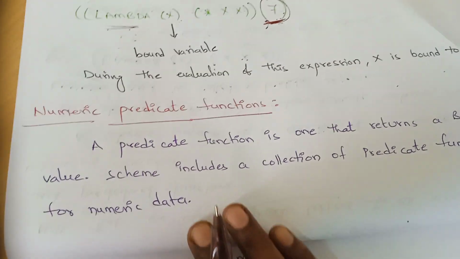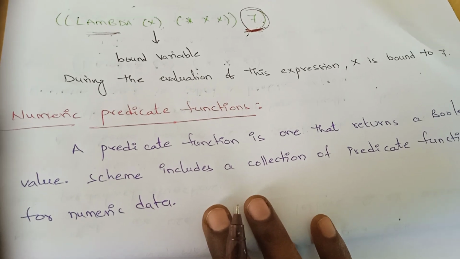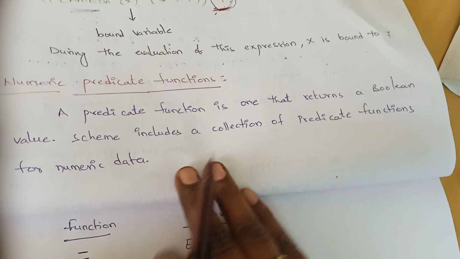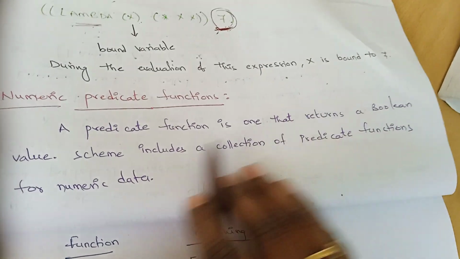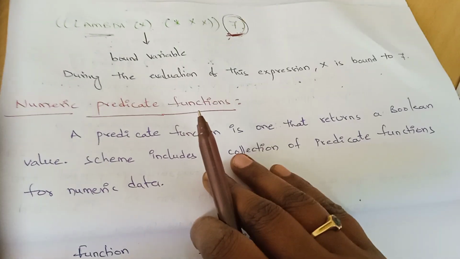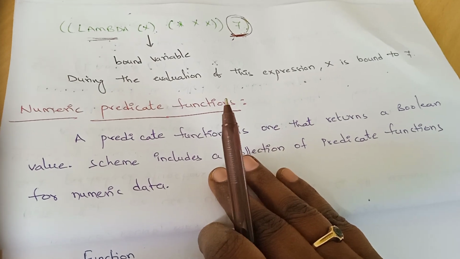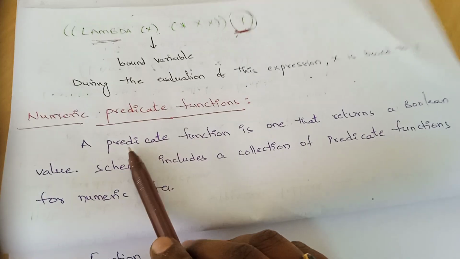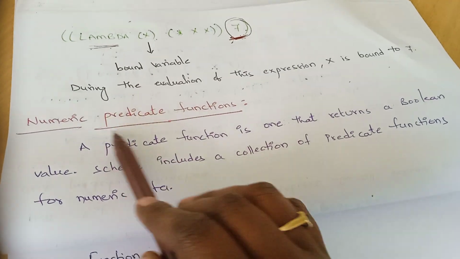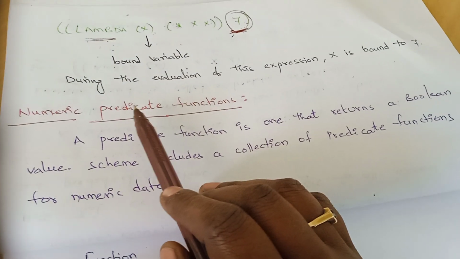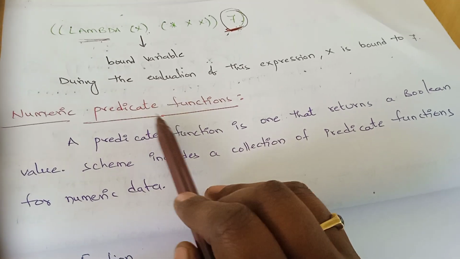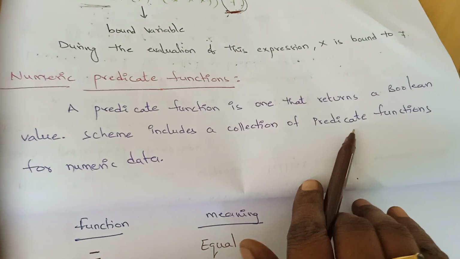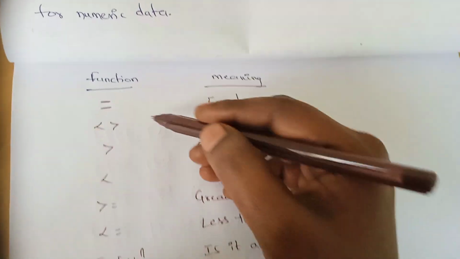And the next is numeric predicate functions. A predicate function is one that returns a Boolean value. So Scheme supports what types of functions? Primitive functions and numeric predicate functions. Predicate function means what? The name itself tells that it will predict something. So the prediction is always true or false. That is what Boolean is. So Scheme includes a collection of predicate functions for numerical data.